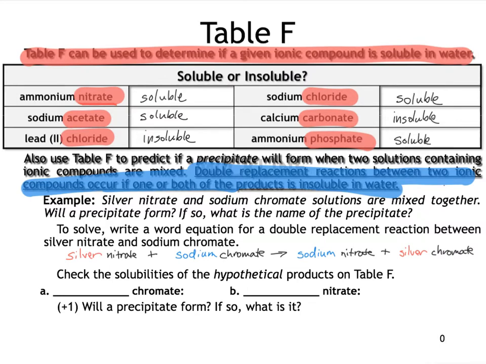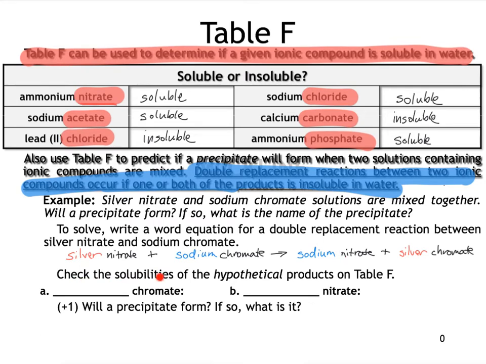As you can see, what I've done here is a double replacement reaction between the sodium and the silver, a very hypothetical one. I don't know if this would actually even occur just based on what I see here, but I switched the silvers and the sodiums. So instead of having silver nitrate on the right, I have sodium nitrate, and instead of having sodium chromate on the right, I have silver chromate. But we can use Table F to determine whether or not this is just hypothetical or whether it's real.